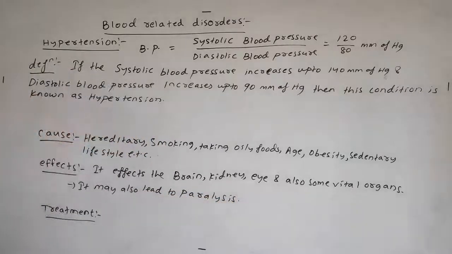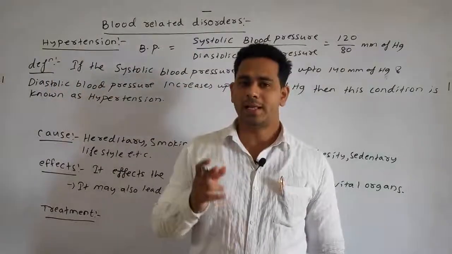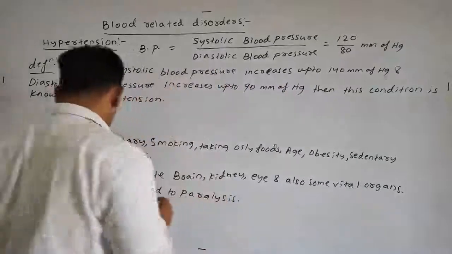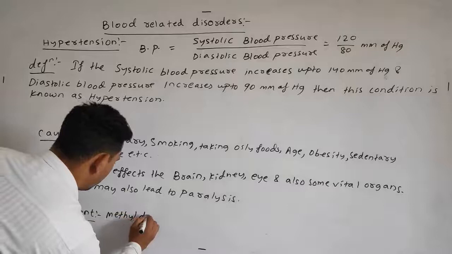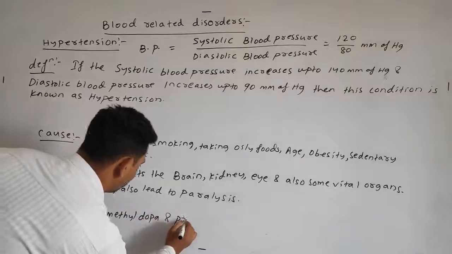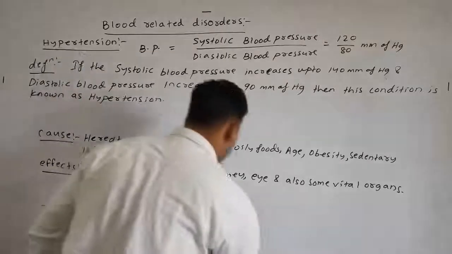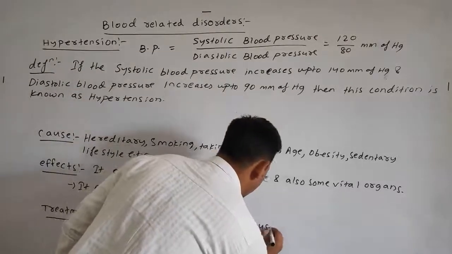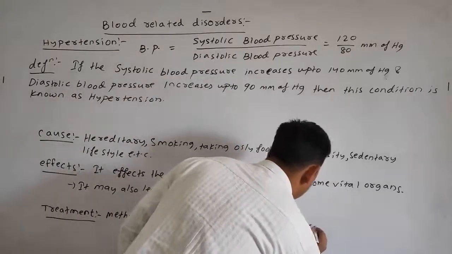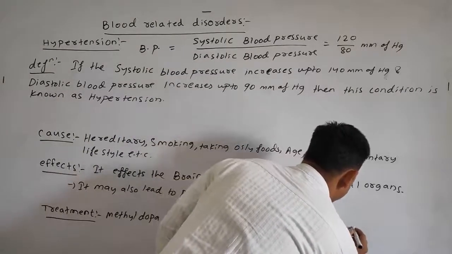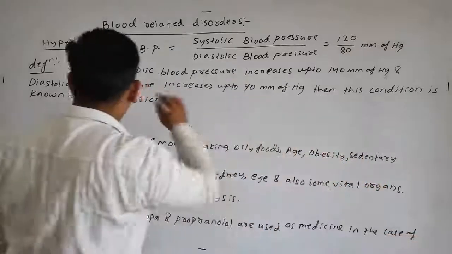Next, the treatment is, we can say, such as methyl dopa and propranolol are being used as medicine in the case of hypertension.